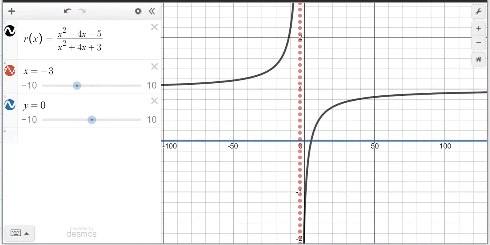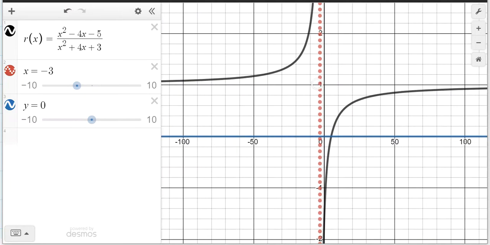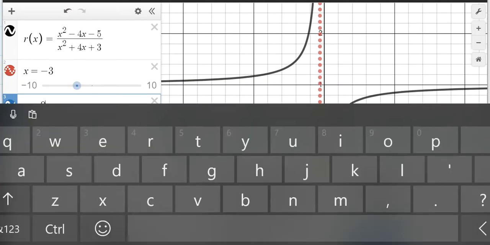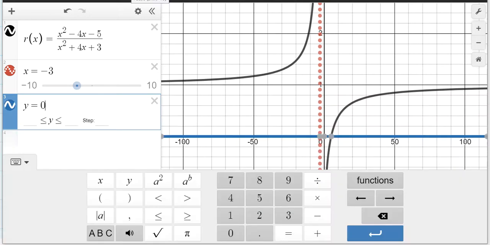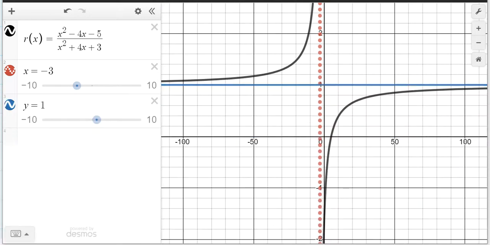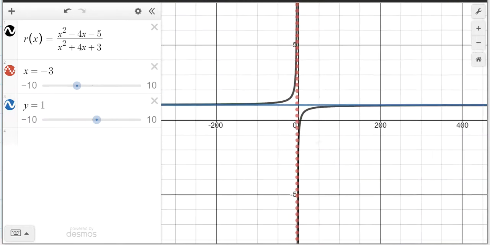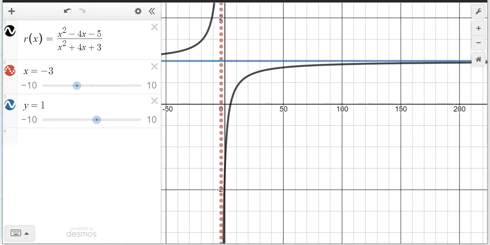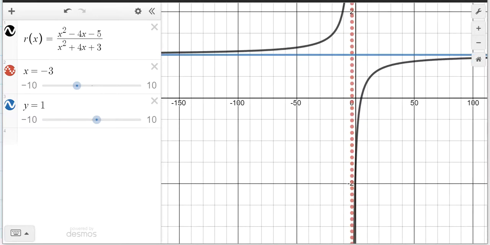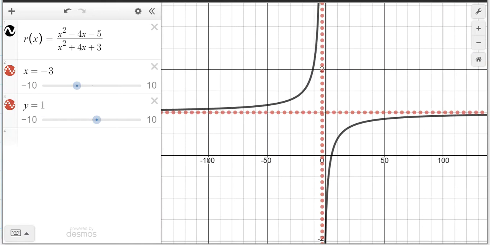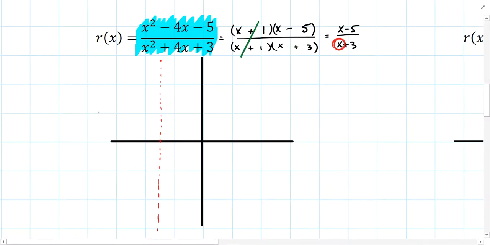Can you tell what that horizontal asymptote might be now? It's kind of hard to see with that vertical asymptote in the way. How about instead of y equals 0, we get y equals 1. Now we've got that horizontal asymptote where the graph is tending towards, and it approaches but never quite touches. I'm going to make a note of that on our notes here. We had a horizontal asymptote at y equals 1, and the vertical asymptote was at x equals -3.